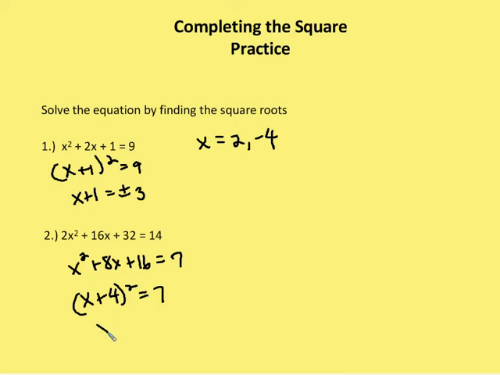Then I take the square root of both sides, and I end up with x plus 4 is equal to plus or minus the square root of 7. I subtract 4 from both sides. Now I have plus or minus the square root of 7 minus 4 is equal to x.